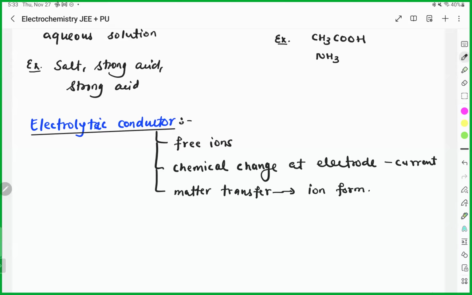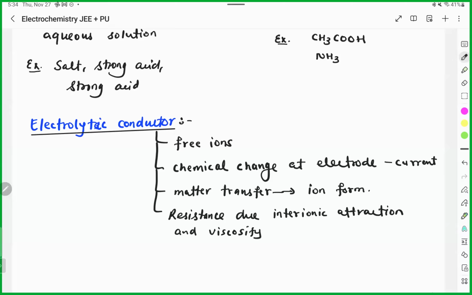What is the cause of resistance in case of an electrolytic conductor? Interionic attraction. If ions attract each other, they will create a hindrance, because if ions are free there is more passage of current, but if ions are associated with each other then there will be more resistance, correct? And if there is more viscosity, then there will be more resistance.